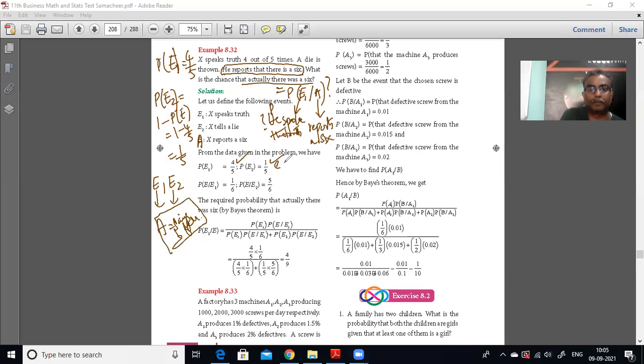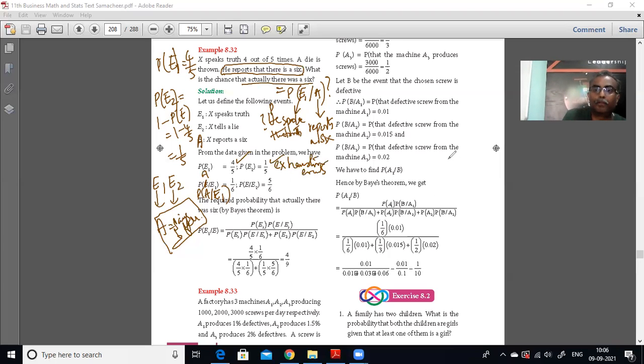So these are exhaustive events. No other possibility. Either he's speaking the truth or he doesn't speak the truth. So Bayes theorem is satisfied. Okay, mutually exclusive and exhaustive events. So therefore you can now use the formula. Before that, you write P of A given E1. Okay, this is given that he speaks the truth. What is the probability that there is an A?